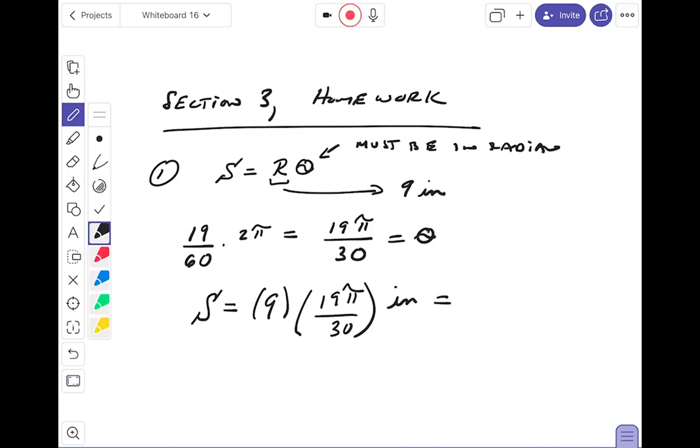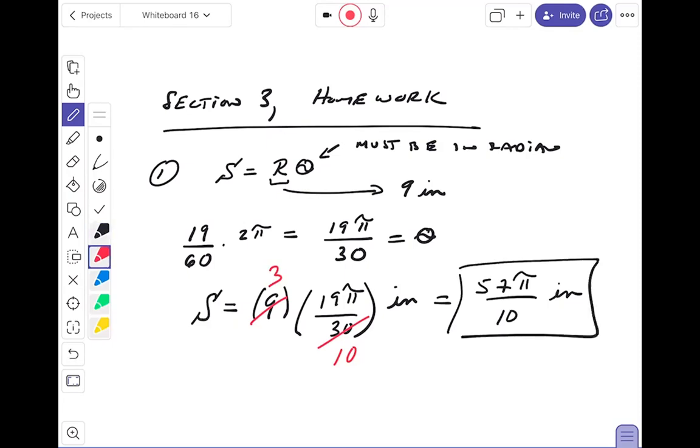I'm going to do some arithmetic over here. Say 3's, 10, and 3 goes into 9 3 times. Now 3 times 19 is 30 and 27, so 57 pi over 10, and that's inches. Put a box in that. No, I'm not going to approximate, but you can if you want.